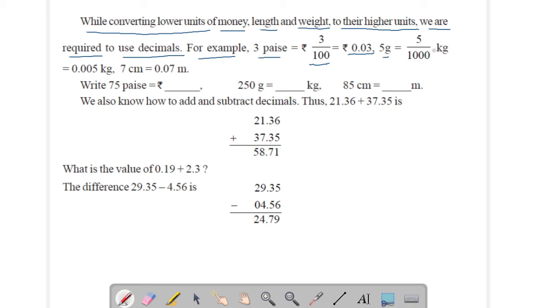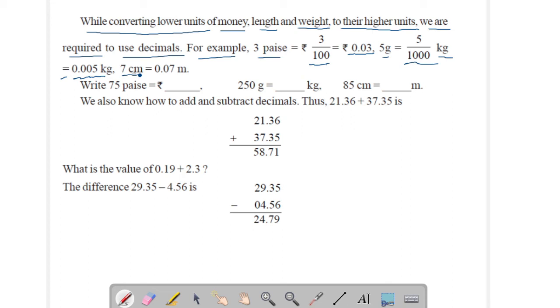5 gram can be written in kg as 5 upon 1000. Why? Because in 1 kg there are 1000 grams and 1 gram equal to 1 upon 1000. So 5 gram can be written as 5 into 1 upon 1000, and if you multiply it, you will get 5 upon 1000 kg, and this can be written in decimal as 0.005 kg.